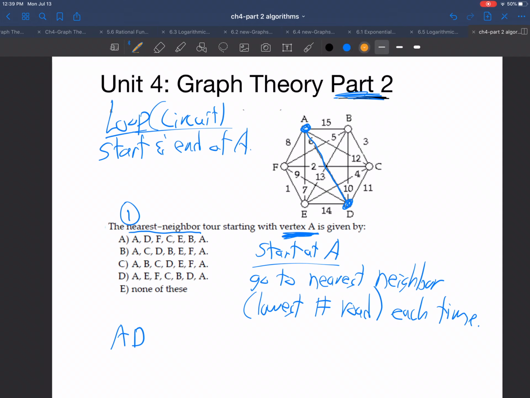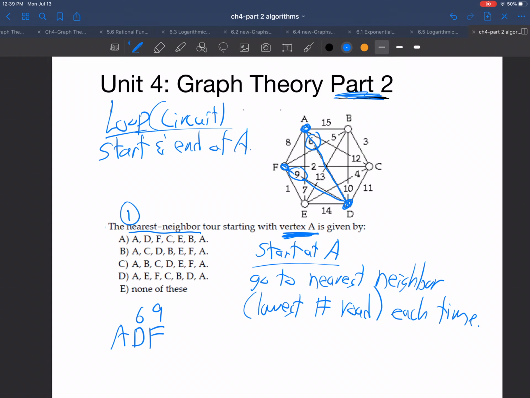Now from D, do the next nearest neighbor. What are the options from D? You could go to C, which would be 11, to B, which is 10, to F, which is 9, or to E, which is 14. What's the nearest neighbor from D? It's the lowest among those numbers. It's the 9, right? To F. Okay. So let's do that. We're going 9 to F. Go to F. And keep track of what we've done. 6 to D, 9 to F.